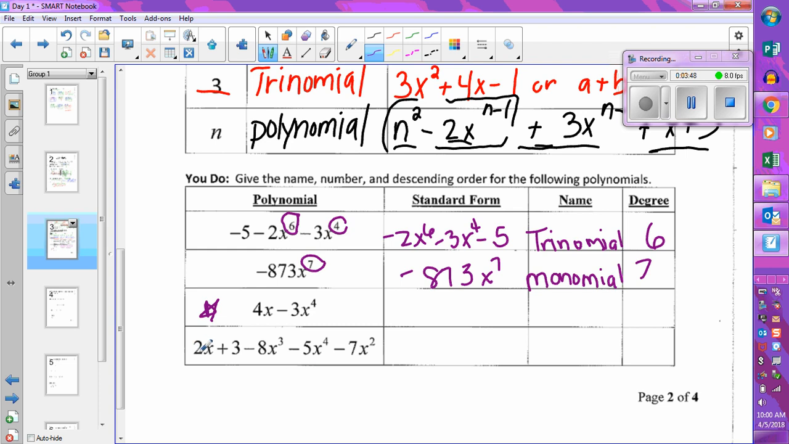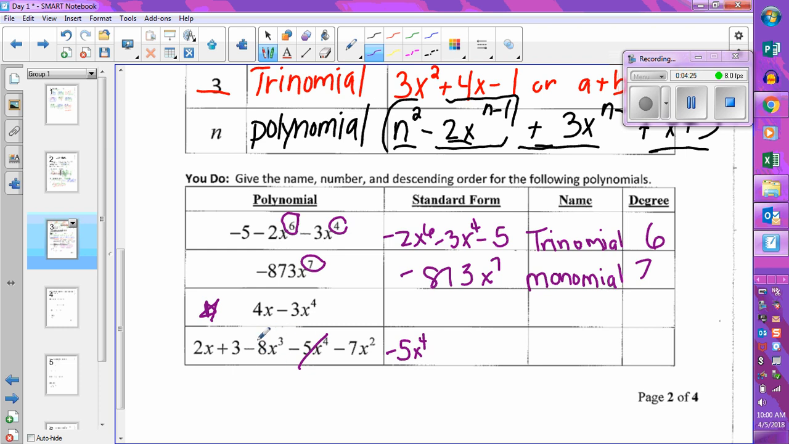So this one says 2x plus 3 minus 8x to the 3rd degree minus 5x to the 4th degree minus 7x to the 2nd degree. So they're wanting us to put this in standard form. Now remember, when you put it in standard form, it means that you put them in order from the highest degree to the lowest degree. So let's start. I have a 4 here, I have a 3, and I have a 2. So if I'm going to put them in standard form, this is going to be negative 5x to the 4th degree. Okay, so we used that one already. I'm just going to cross that out.